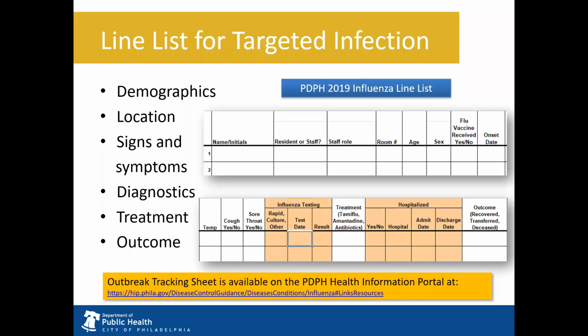You want your line list to show demographics. It could also be for staff if they're getting sick, location, signs and symptoms, your diagnostics, which would be your lab results. It could be x-ray, treatment if it's prescribed, and then the outcome. You want to use a standardized tool for your line list. And we have a link at the bottom of this slide, which shows an outbreak tracking sheet that we have available on our website.